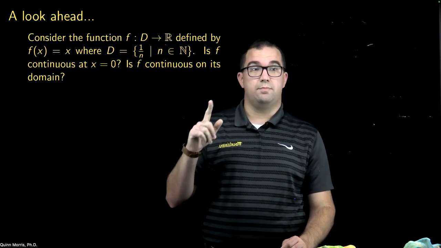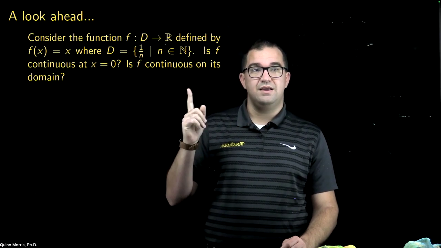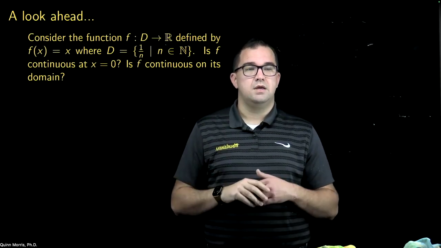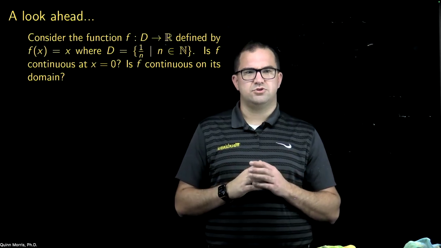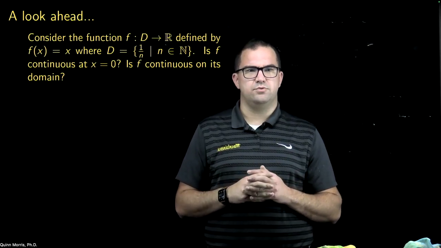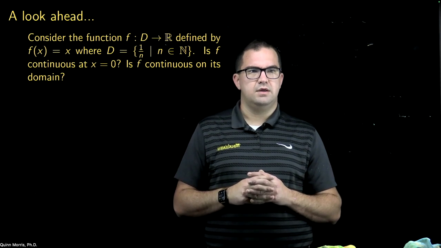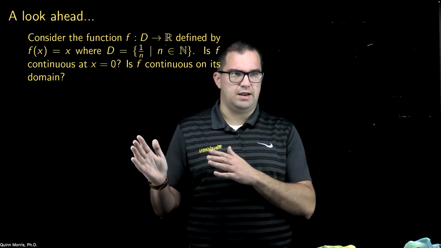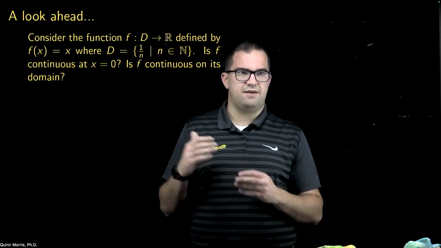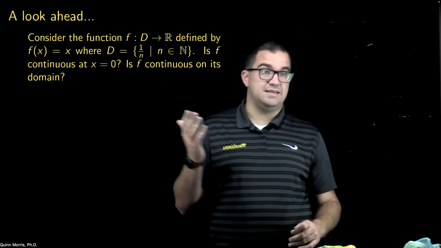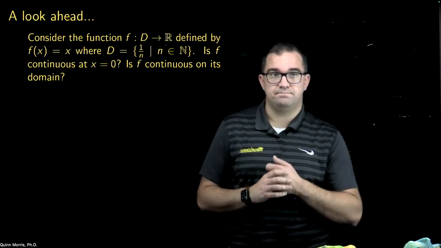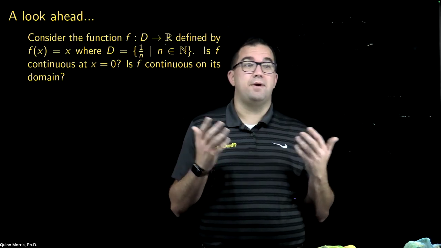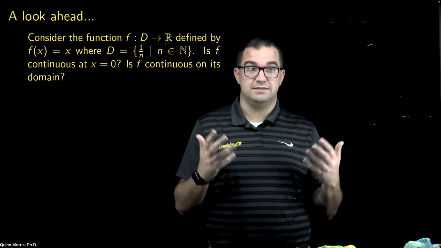Here's a question I just want you to ponder. Think about the same function from before, with the same domain. Just looking ahead, ask yourself if this function is continuous at x equals 0. Or is f continuous on its domain? Remember, 0 is not in its domain, it's a separate point. So is f continuous at 0? And is f continuous on its domain? Now, let me challenge you to be prepared to experience a little cognitive dissonance, okay?